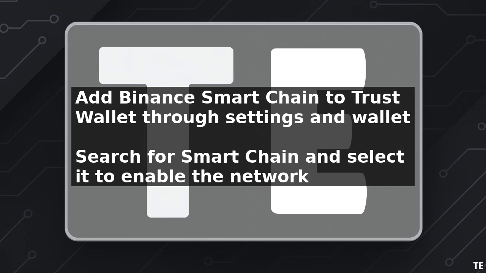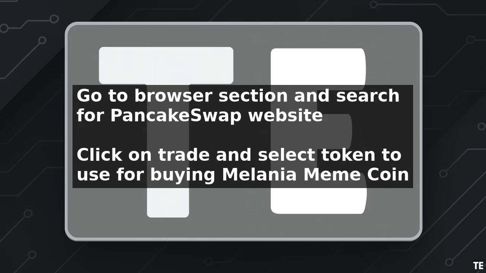Now you need to add Melania meme coin to your Trust Wallet. To do this, go to the browser section of the app and search for the PancakeSwap website, which is a decentralized exchange on the Binance Smart Chain. Then click on Trade and select the token you want to use to buy Melania meme coin, such as BNB, and enter the contract address of Melania meme coin.